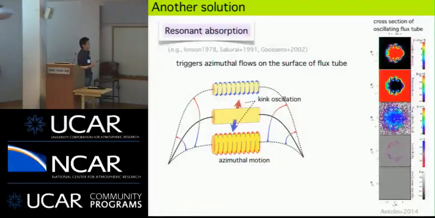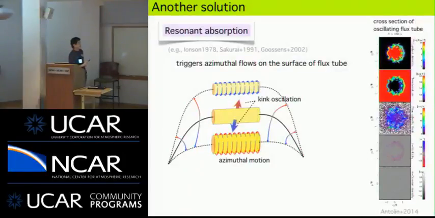Resonant absorption generates and triggers azimuthal flows on the surface of the flux tubes, and this is a simulation movie. So please look at this one. We look at the oscillating thread along the axis, and this flux tube is oscillating horizontally in this direction, and this horizontal motion triggers the azimuthal flows on the surface.